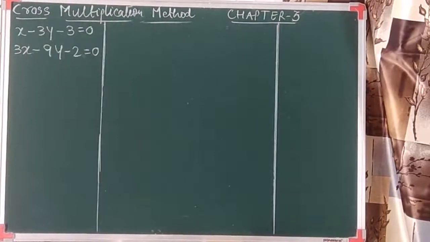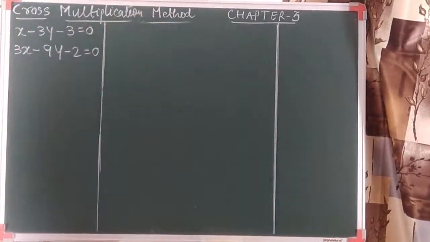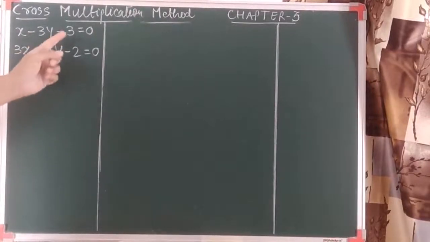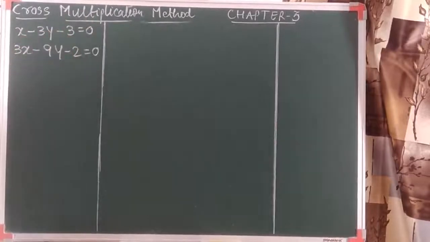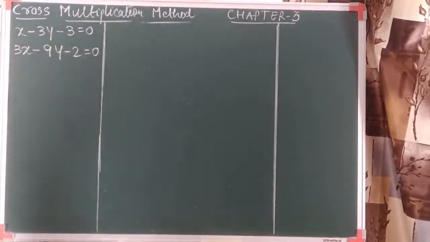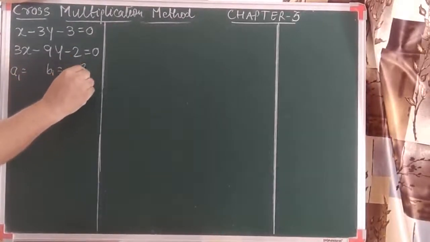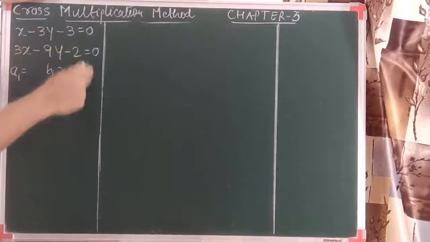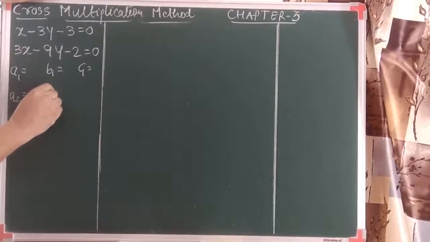Let's see one more question to get the solution of pair of linear equations in two variables by the method of cross multiplication method. So as we discussed earlier, the first step is that both the equations should be in the standard form. That means all the terms are required on the same side. So as it is, there is no need to rearrange the terms. So now let us write down the coefficients. That is a1, b1, c1. These are the coefficients of x, y and constant of equation 1. And a2, b2 and c2.